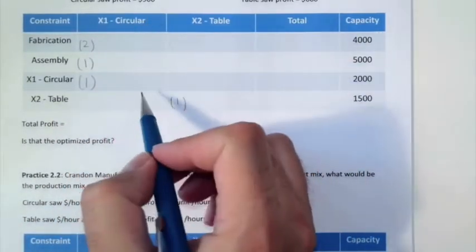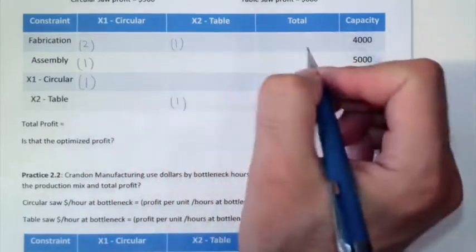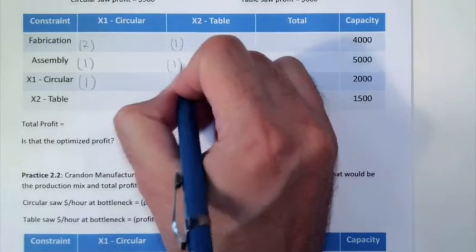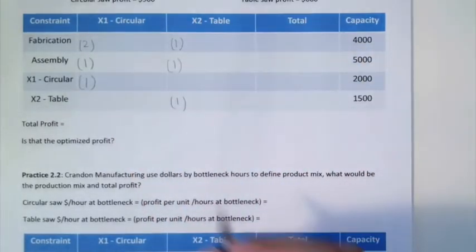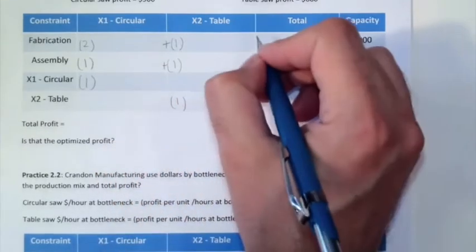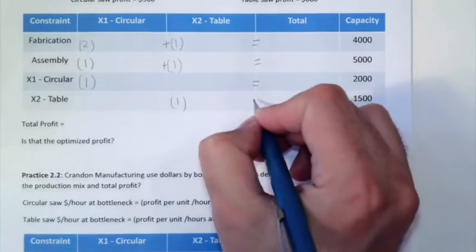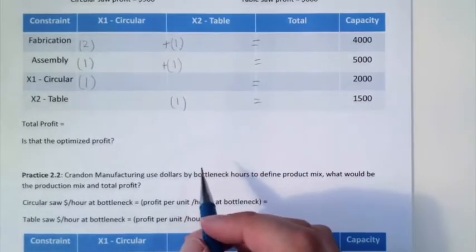The same thing for X2. So here I'm going to decide how many I'm going to produce. It's going to take 1 hour of fabrication, 1 hour of assembly, right? And these were basically our less-than-or-equal and equal constraints, right? So this was our constraint, right?